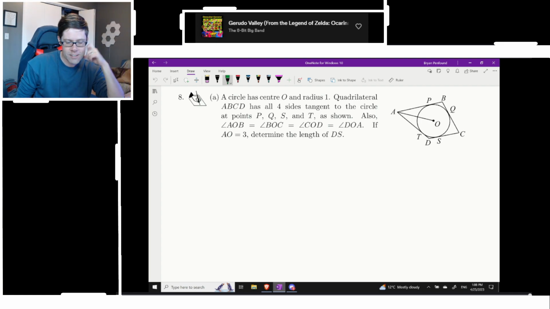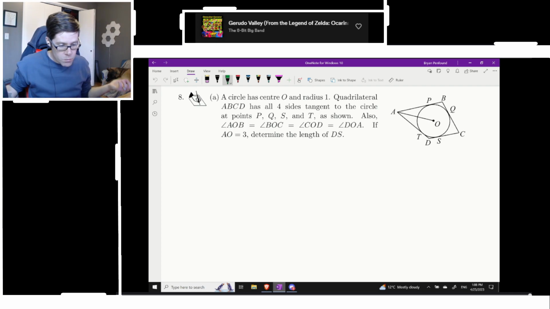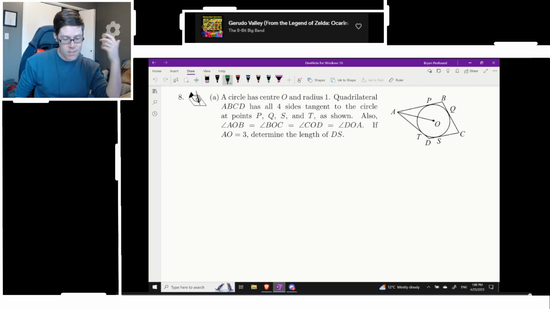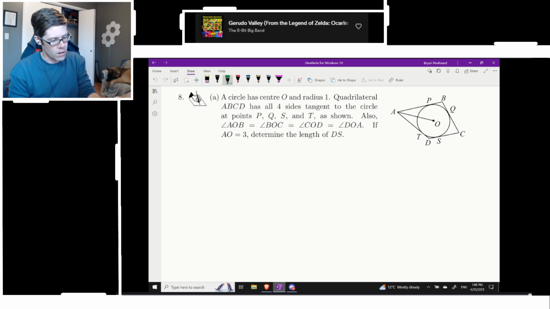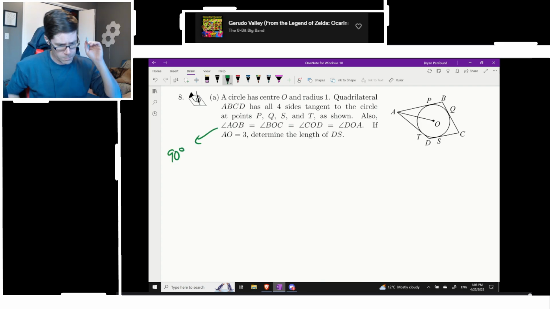But anyway, that's all management aside. So we have points of tangency. What else do we know? We know AOB, BOC, COD, DOA. So we have a couple of angles that are probably 90 degrees. All of these angles are the same. All those angles have to add up to 360, which is our rotation around the circle. So I do remember this. All of these have to be 90 degrees. And we know that AO is equal to 3. AO is equal to 3.